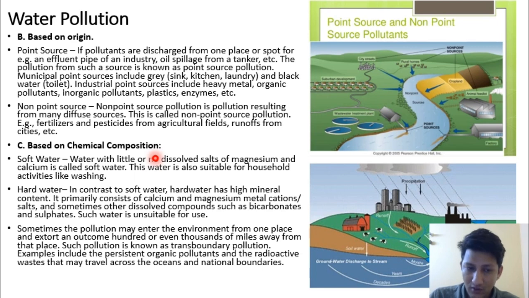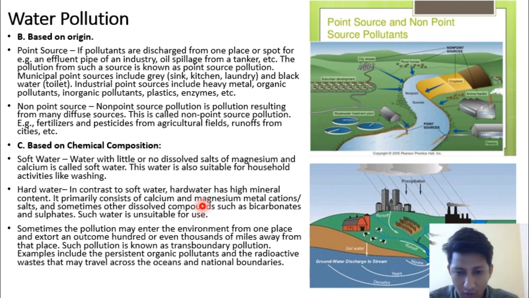Based on chemical composition, water could be soft. When we say soft water, it means it has little or no dissolved salts of magnesium and calcium. Magnesium and calcium are the salts or chemicals that, if we have more of them in the water, we say the water is hard water. If we consume this water, all these chemicals will also enter our body. No doubt we also need magnesium and calcium because our body requires them as nutrients. But when we get them in abundance, they tend to accumulate in our body, and then they can cause problems like kidney stones. So in that case, the water will be hard.